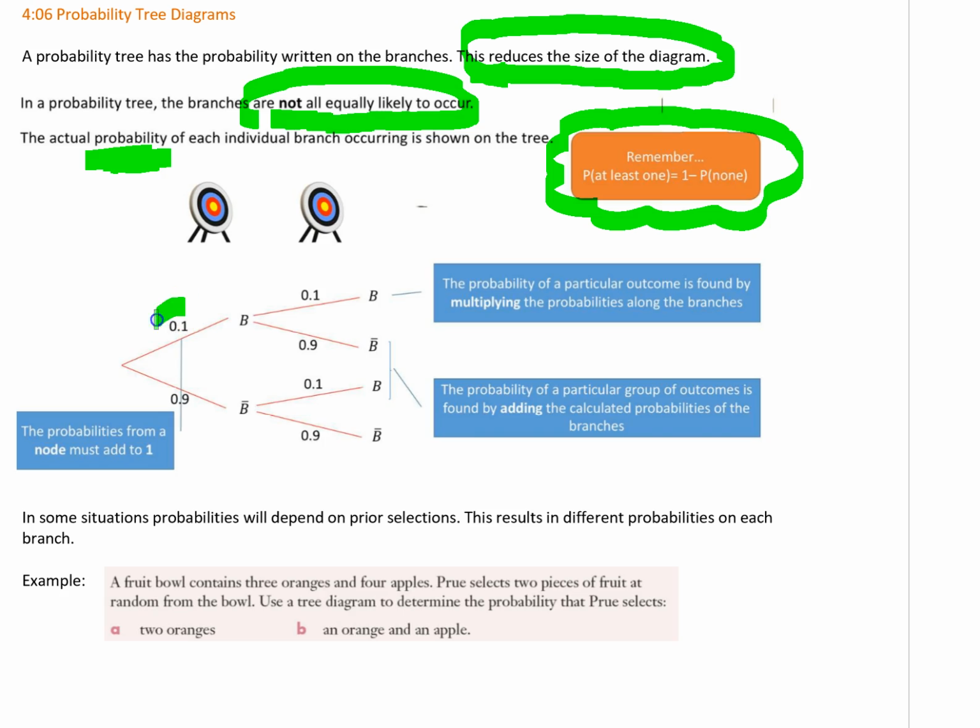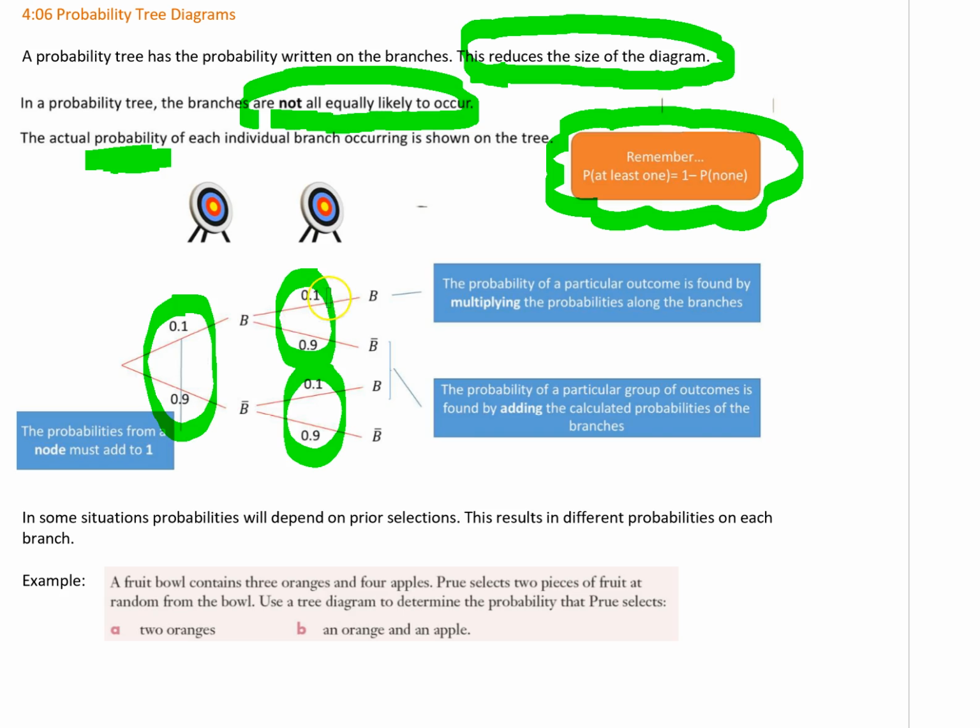The other thing to note is the probabilities on a pair of branches will always add to 1. So here we've got another pair, and 0.1 and 0.9 add to 1, because we're covering all options, an outcome and its complement, or not that outcome. So we just have to be really careful.